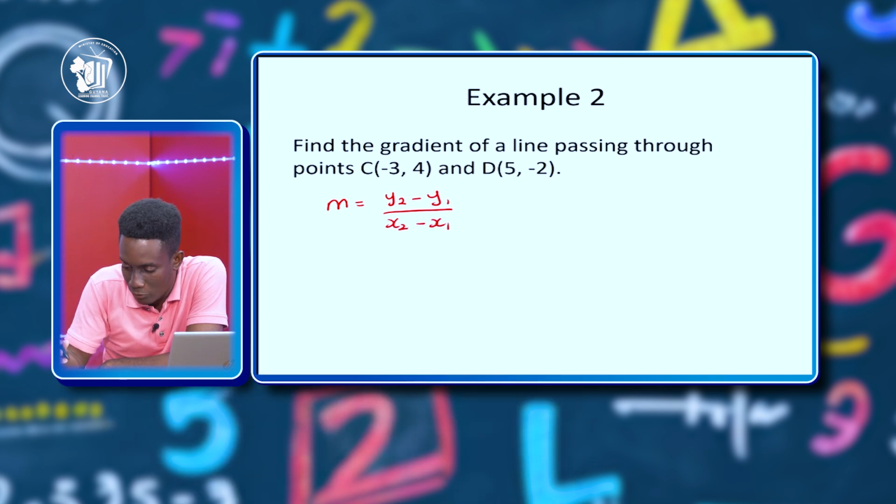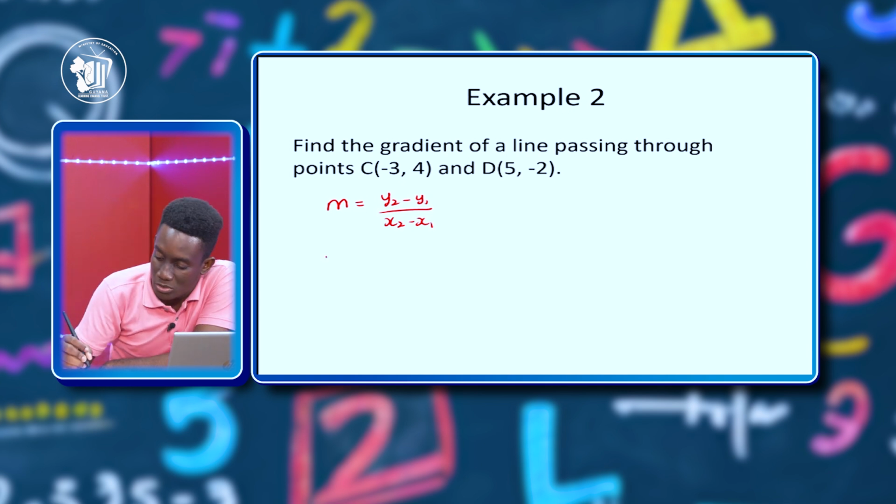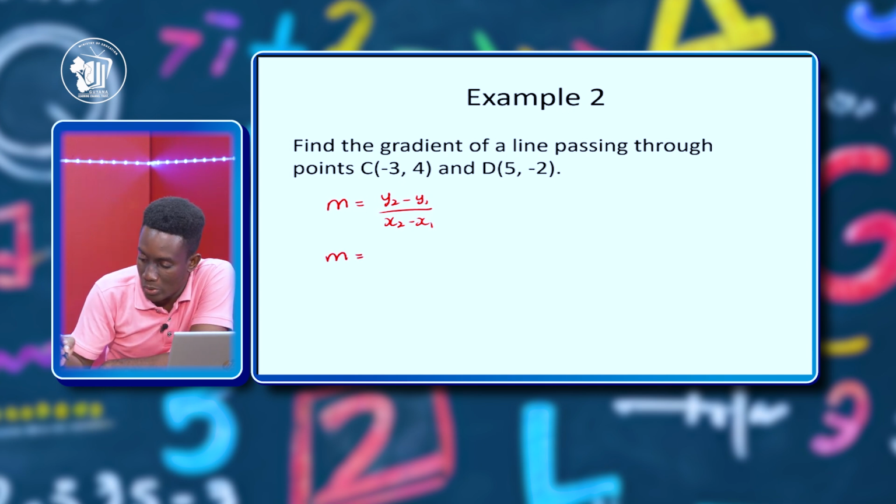So remember, if you want, you could have put y1 and then y2 here, but of course, if we do that, here must also be x1, and here must be x2. So really and truly it doesn't matter. Let's put back the normal formula, which is y2 subtract y1 all over x2 subtract x1. It doesn't matter which one you put. So the gradient will be equal to y2.